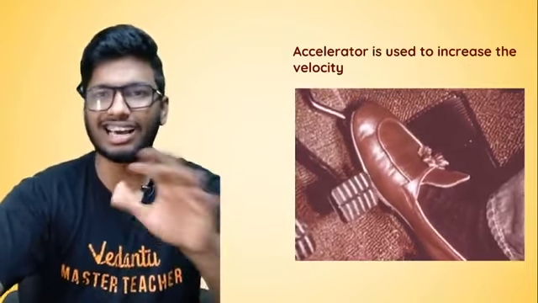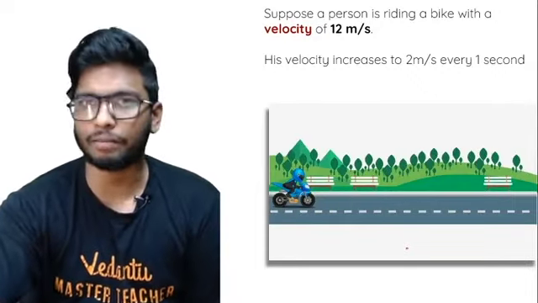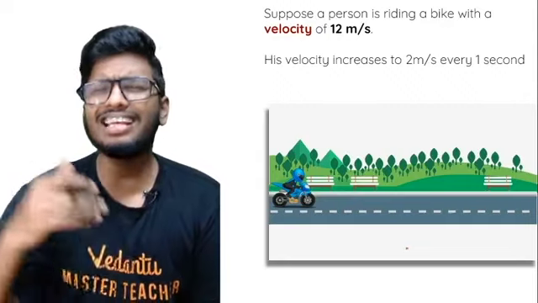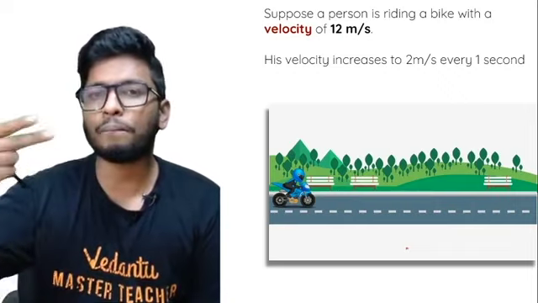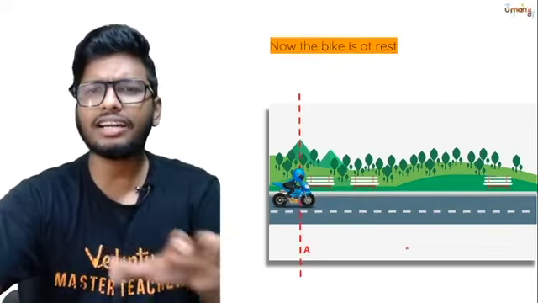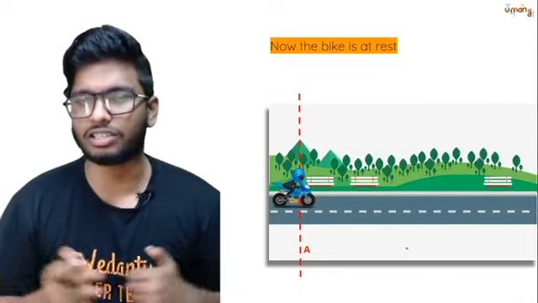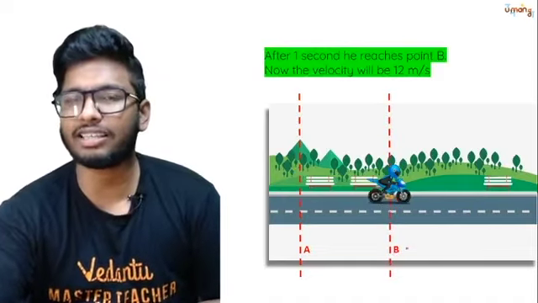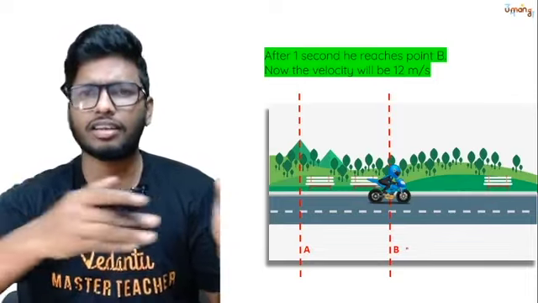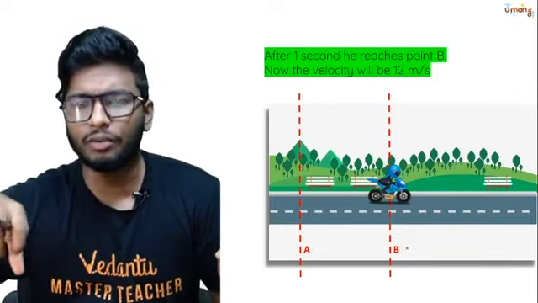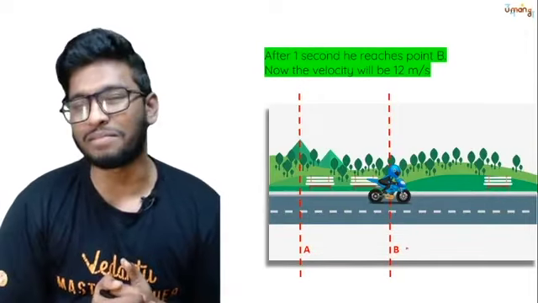Now, let's take a scenario. Let's say there's a bike which has a velocity of 12 meter per second, and let's say that every 1 second, its velocity is increasing by 2 meter per second. What do I mean by this? Let's say that at time equal to 0, it is in the state of rest. The bike is not started, it's standing still. After 1 second, I see that its velocity is 12 meter per second. So he turned his knob, and he has reached a velocity of 12 meter per second.